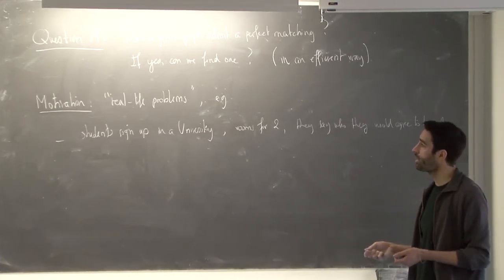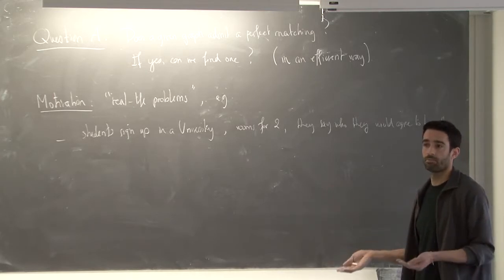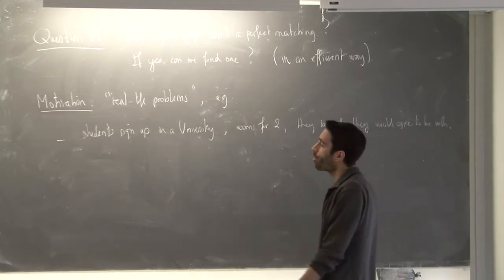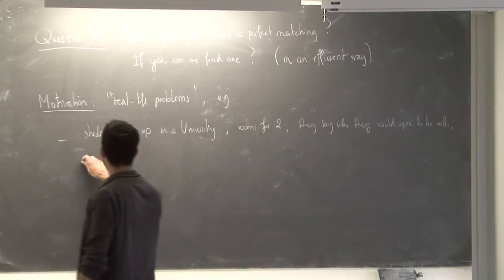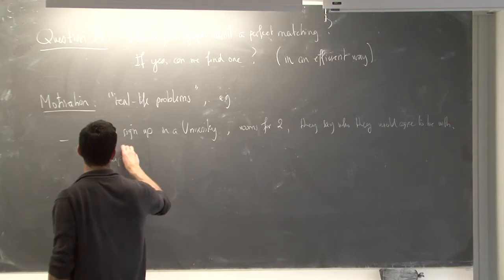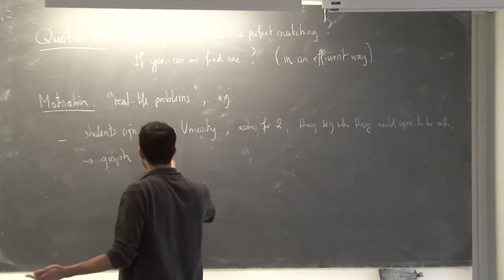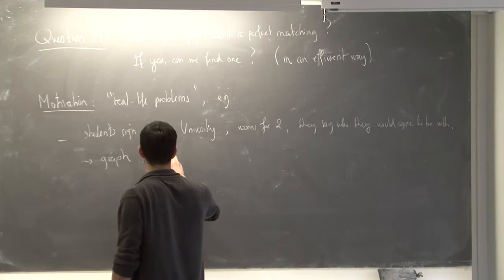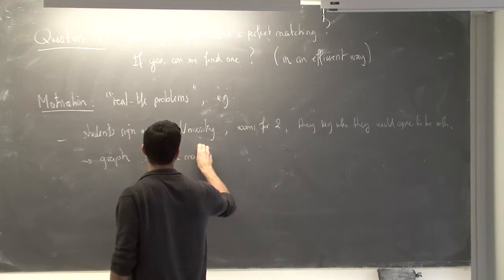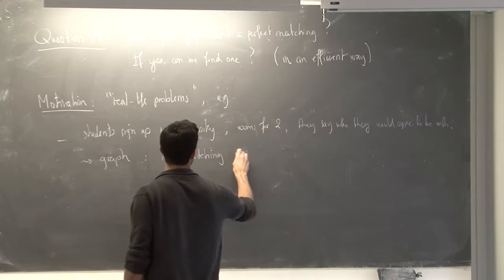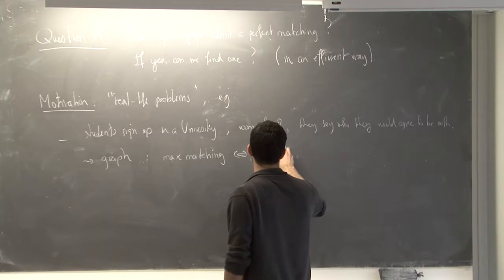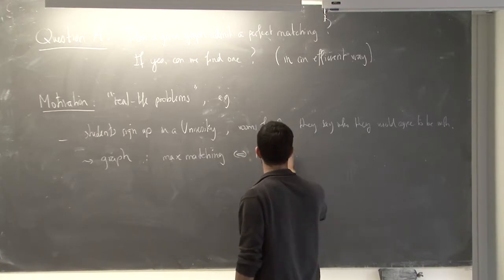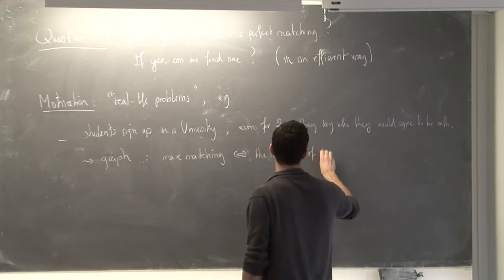And then finding a maximal matching means the biggest number of students are happy, basically. Perfect matching, all the students are happy. So this gives a graph. And finding a maximal matching is the same as making the most students happy, the biggest number of students happy.